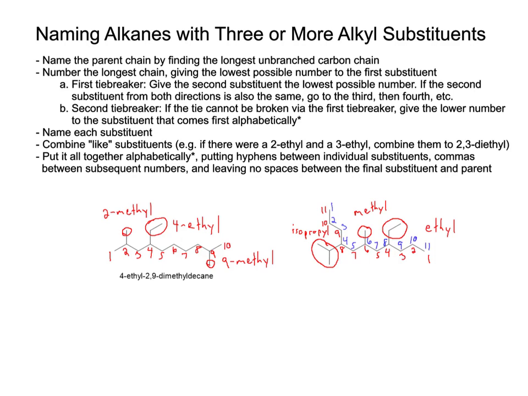So among ethyl, isopropyl, and methyl, E comes first. So we're going to use those red numbers to number this chain from right to left. When we put everything together alphabetically, that's going to give us 4-ethyl-8-isopropyl-6-methylundecane.